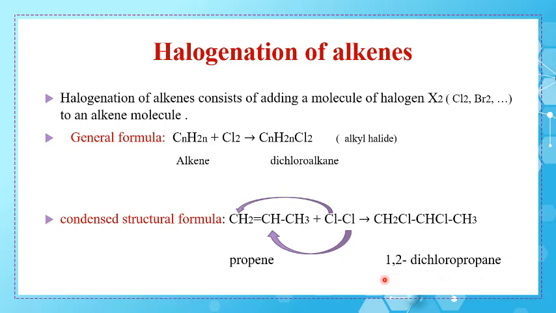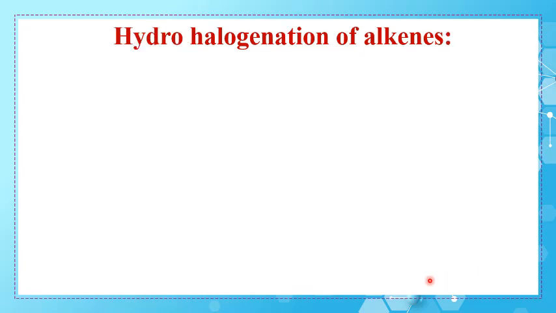1,2-dichloropropane. Why 1,2-dichloropropane? Because we must begin numbering nearer to the halogen atom, like an alkyl group, for example. So we must number from here 1, 2, 3. So the position of dichloro is on the first carbon atom and on the second carbon atom. The nomenclature is 1,2-dichloropropane.